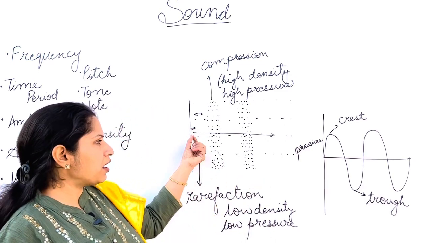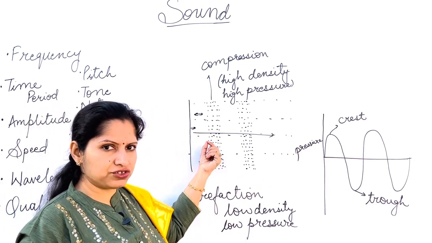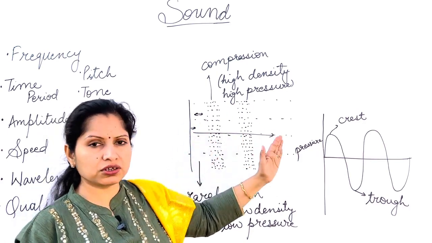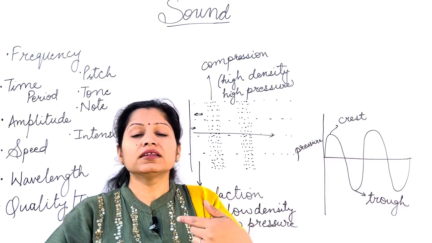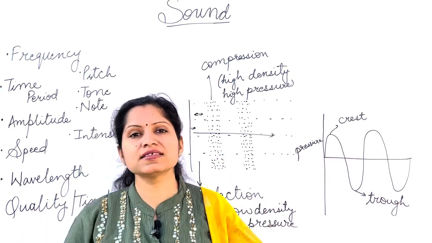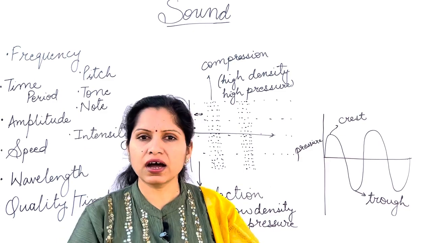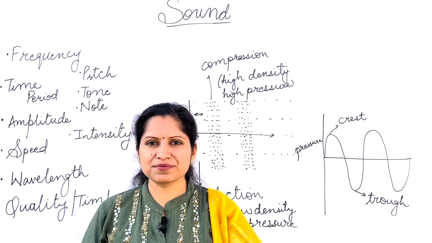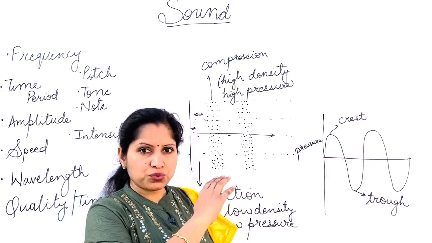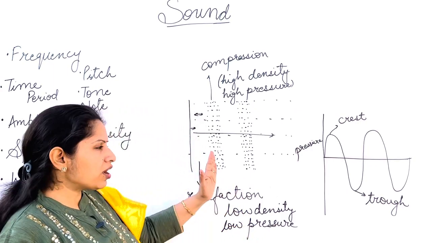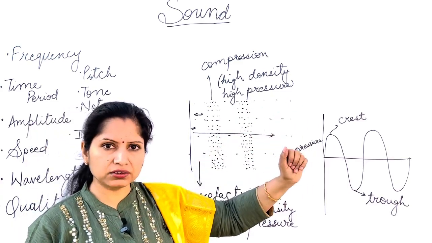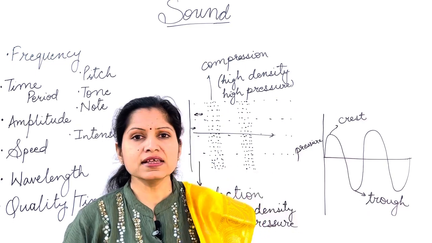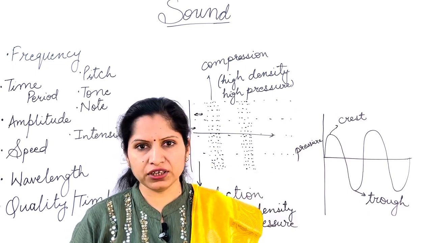Suppose the first particle was getting the energy, that energy will be given to the second particle, then the second particle will give the energy to the third particle. In that way, the particles will be passing this energy from one particle to another. The first particle is not going to take the sound wave right up to your ears. Such waves, when the particles are transferring the energy from one particle to another, are known as longitudinal waves.